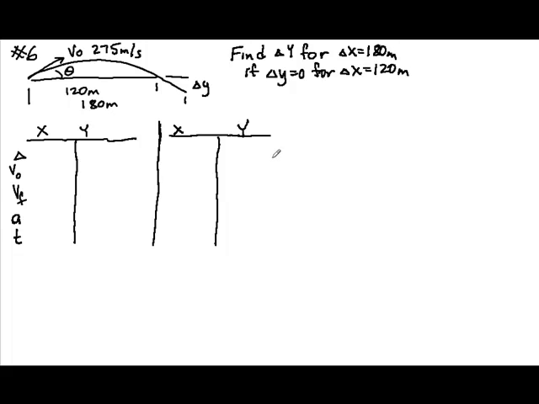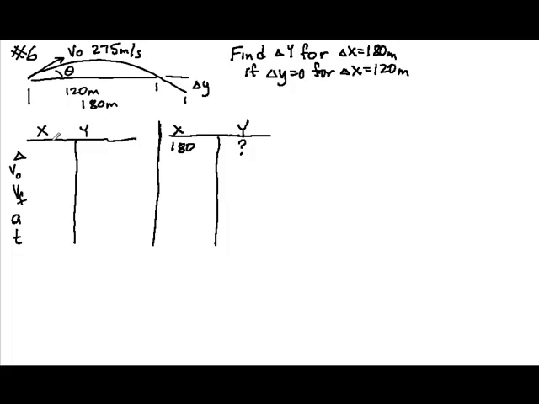Okay, so let's take a look at what we're looking for. Ultimately, what we're looking for is to find delta y when our horizontal distance is 180 meters. Yours will be different than this. This is if delta y is equal to 0 for x equals 120 meters. So when delta x equals 180 meters, what is our delta y? But we don't have enough information to solve it there.